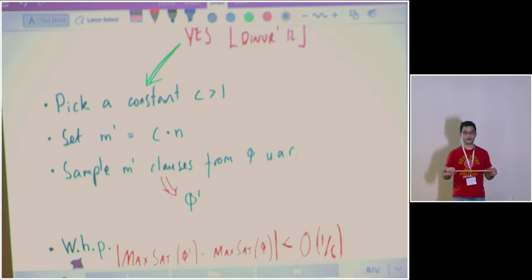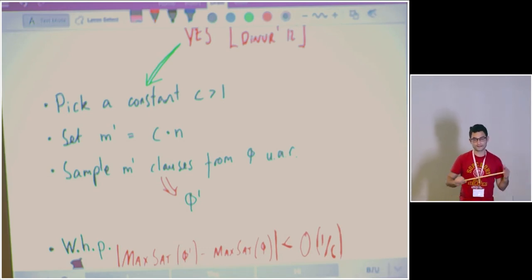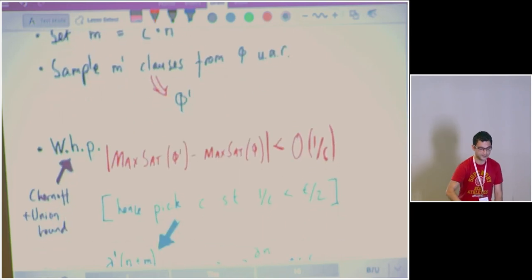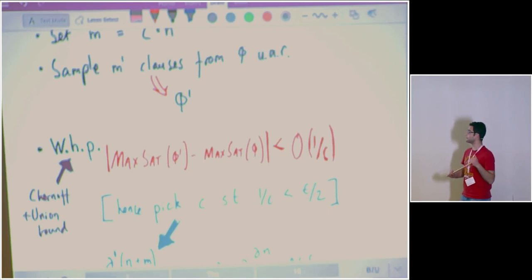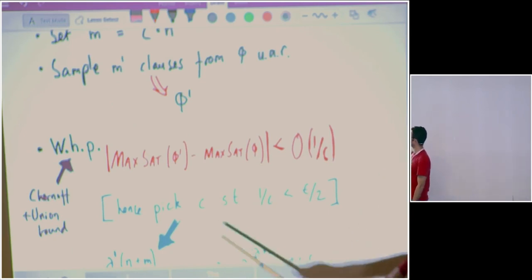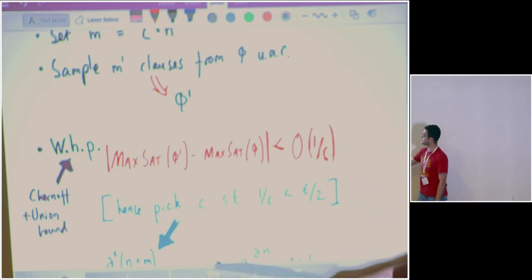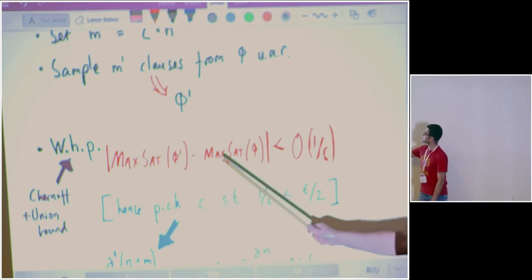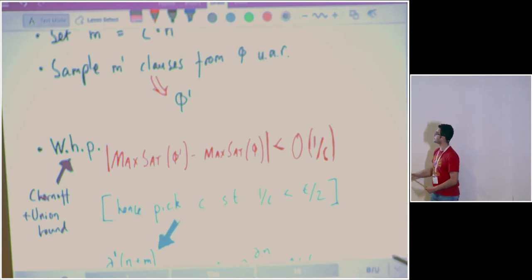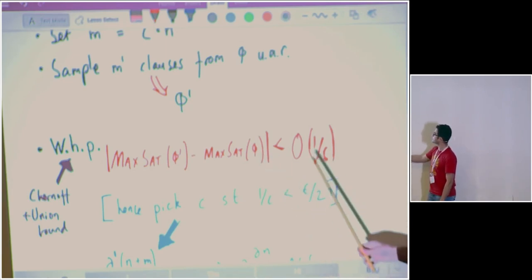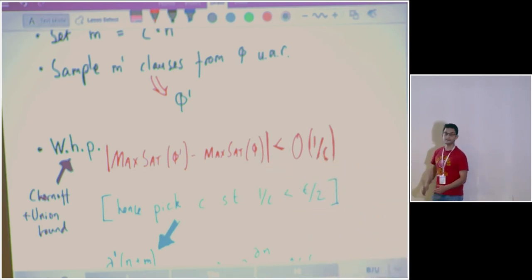Okay? And incredibly, with a simple, but I still won't show it here, but trust me, it is really simple, application of Chernoff bounds and then the union bound, you can show that with high probability, the maximum ratio of satisfied clauses in the new formula minus the maximum ratio of satisfied clauses in the original formula is less than 1 over c.